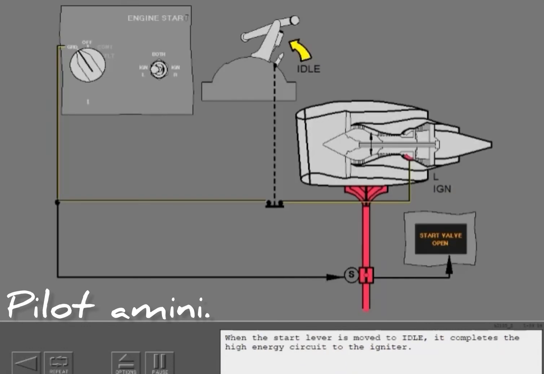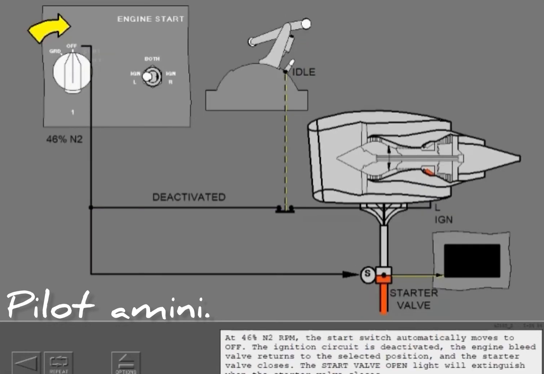When the start lever is moved to idle, it completes the high-energy circuit to the igniter. At 46% N2 RPM, the start switch automatically moves to off. The ignition circuit is deactivated, the engine bleed valve returns to the selected position, and the starter valve closes. The start valve open light will extinguish when the starter valve closes.